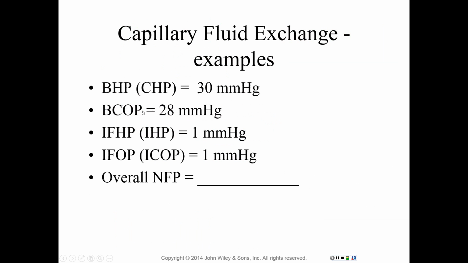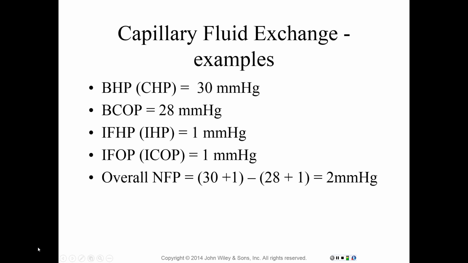So let's look at one of these problems. If I give you blood hydrostatic pressure, sometimes referred to as capillary hydrostatic pressure, a value of 30. Blood colloid osmotic pressure is 28. Interstitial fluid hydrostatic pressure, sometimes just IHP, is 1 millimeter of mercury. And interstitial fluid osmotic pressure, sometimes listed as ICOP, is 1 millimeter of mercury. So what's the net filtration pressure? Which two forces are promoting fluid out? Add those two together. Which two forces are promoting the reabsorption in? Add those together and find the difference.